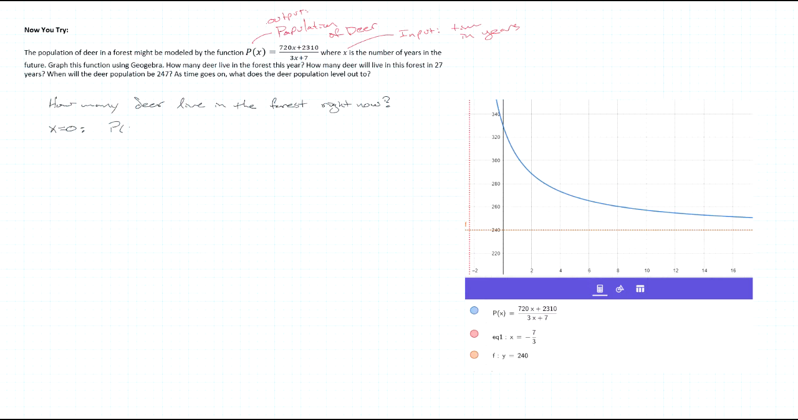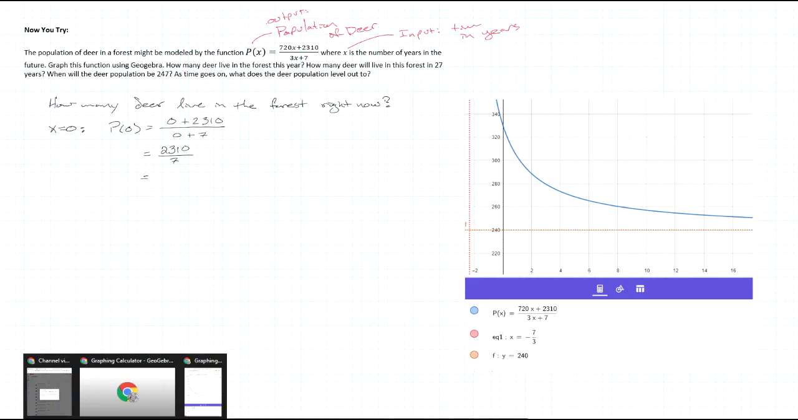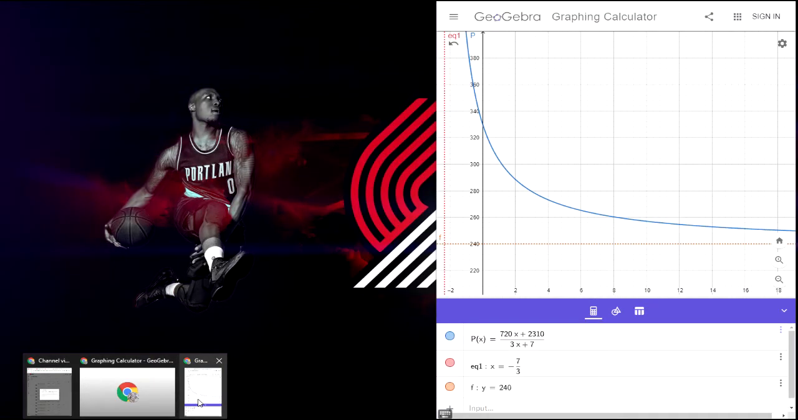So I'll say p of 0, and this is going to be 0 plus 2,310 over 0 plus 7. So we take 2,310 and divide it by 7. And what are we going to get here? It looks like 335. I'll just double check this. I think it's 335, and I'm looking at the graph. It looks like it's hitting 330 rather. Hitting right in between there.